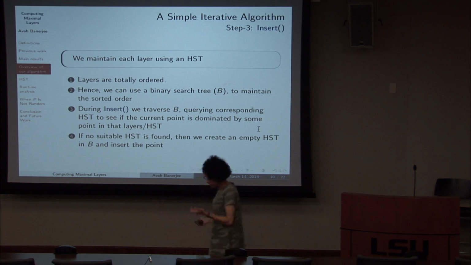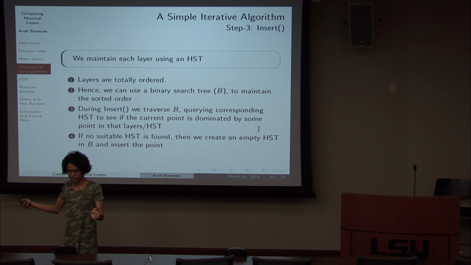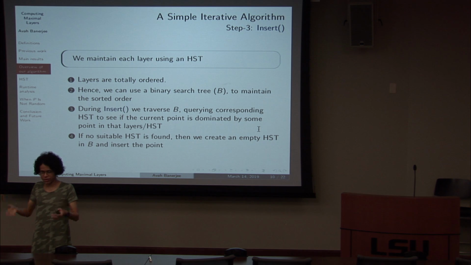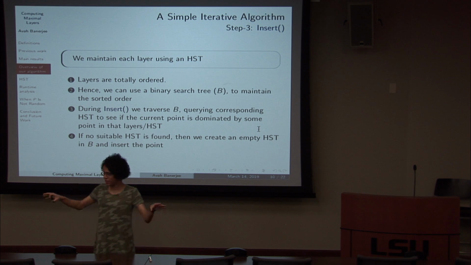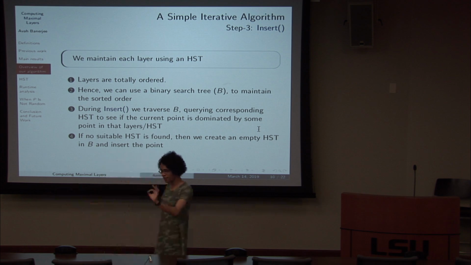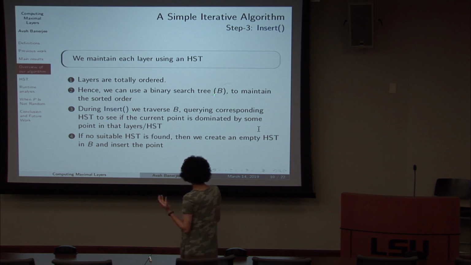Okay. So what is the hierarchical data structure? First of all, the layers themselves are totally ordered, because you have a set of h layers, and they're just numbers. The fifth layer is going to be less than the fourth layer and greater than the sixth layer. So they are totally ordered. You can think of keeping them in a binary search tree, but each node doesn't contain an element, it contains an entire layer.